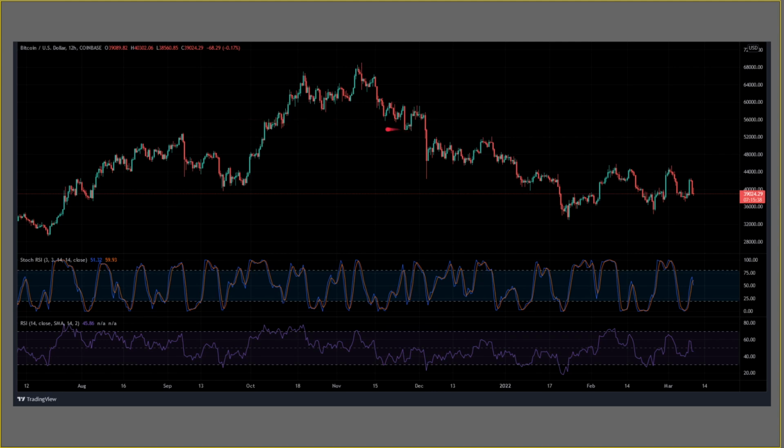And really, even just looking at the Bitcoin chart, 53K is an important level. We see it acting as resistance here. It acts as support here, and it acted as support here, and then also acted as resistance when it came back up to retest in late December.